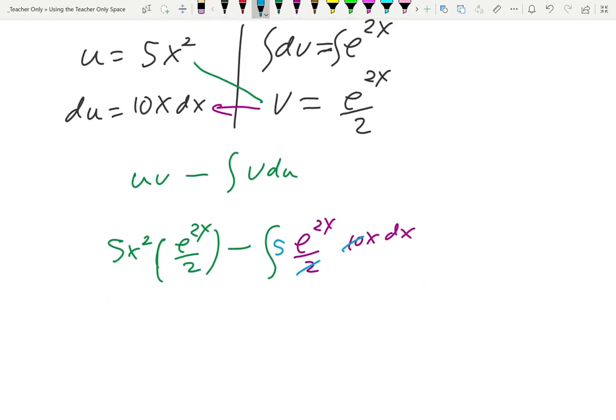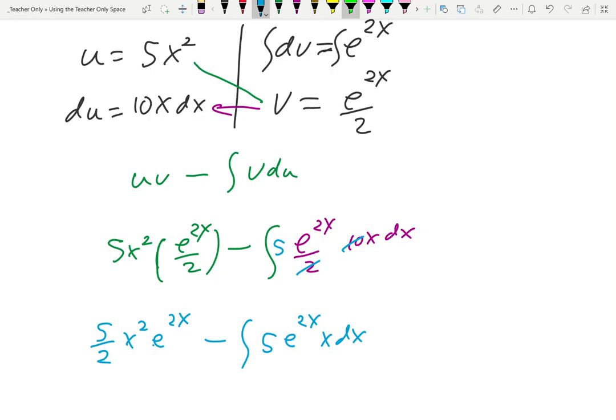And let's just do a quick little rewrite. I'll rewrite this as 5/2 x squared e to the 2x minus the antiderivative. That was supposed to be an antiderivative symbol. There we go. An integral. 5e to the 2x times x dx.